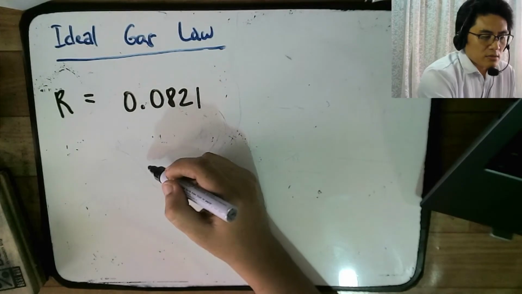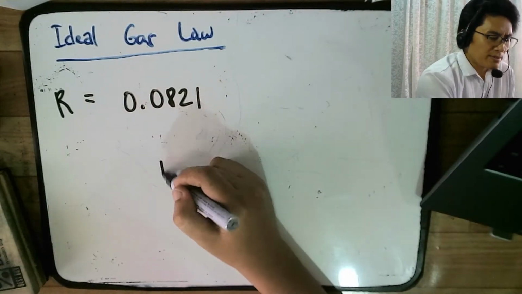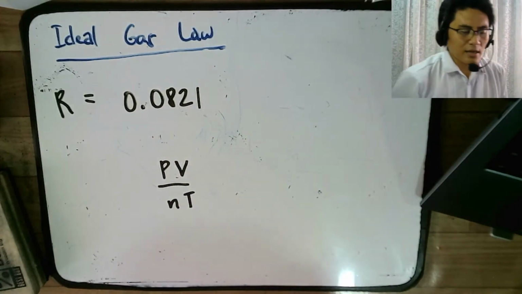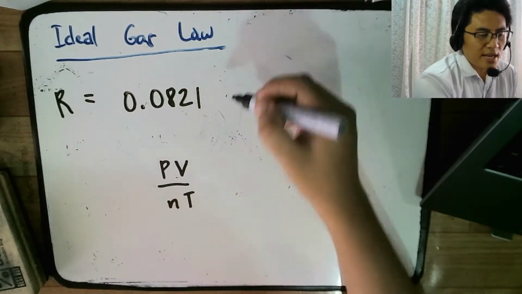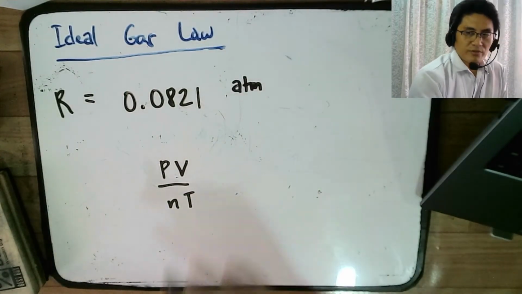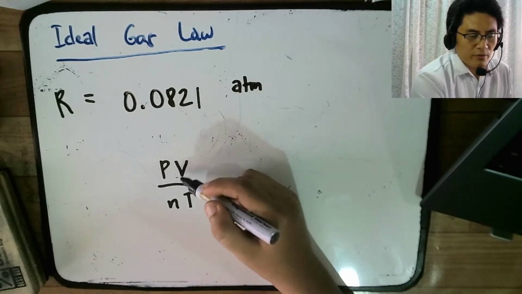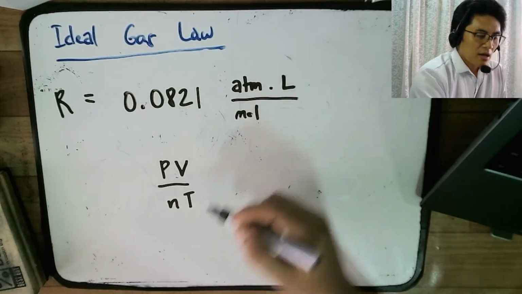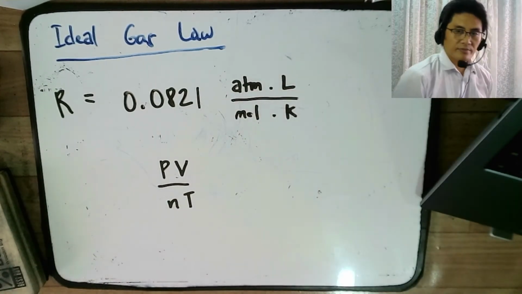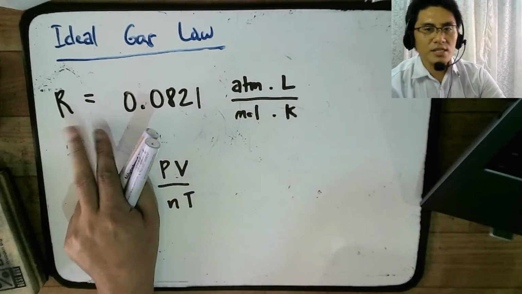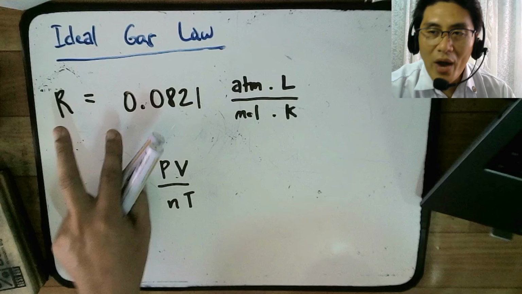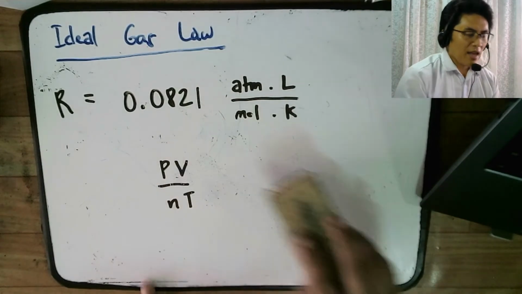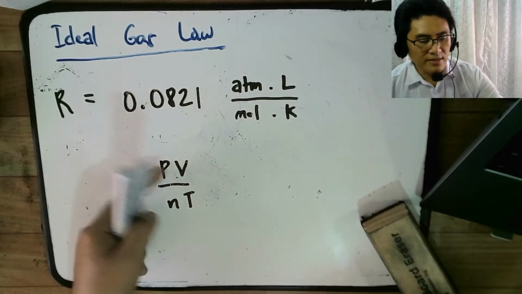Now, if we analyze, how did we get this number? Well, we multiplied P and V divided by N and T. Okay, so let's analyze. What is P? Well, P was ATM, right? Atmosphere. What unit did we use for volume? Well, we used liters. How about the number of moles? Well, it's moles. How about the temperature? It's Kelvin. Okay, so therefore you have this constant, and this constant is 0.0821 atm liter per mole dot Kelvin. Okay, and again, that's because we are multiplying P times V divided by N times T.